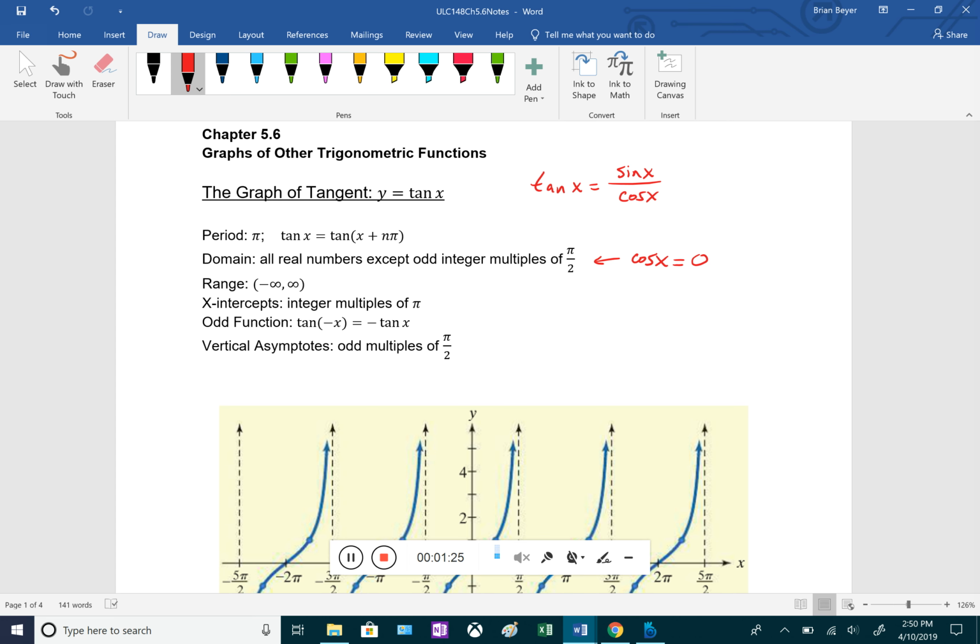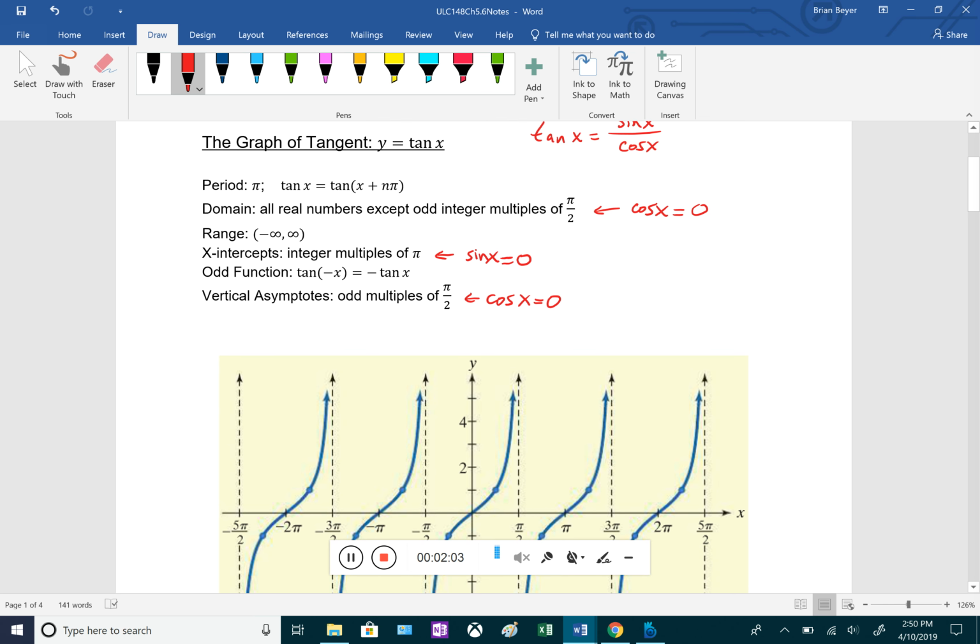The range of tangent is negative infinity to infinity. The x-intercepts are going to be when the numerator is equal to 0, which is integer multiples of pi. So that's pi, 2 pi, 3 pi, and so on, and the negatives also. And tangent is an odd function, meaning it's a 180-degree rotation of itself. And there are vertical asymptotes when that denominator is equal to 0. If you remember back to graphing rational functions, we had vertical asymptotes sometimes. So vertical asymptotes also appear here with tangent.